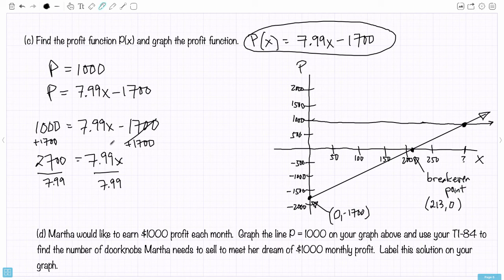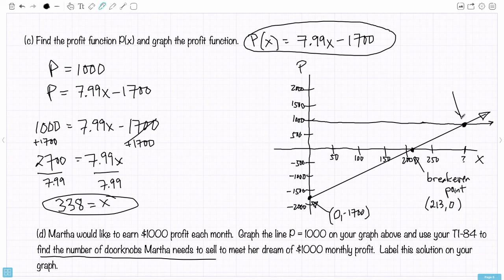This is about 337.9. I'm going to round it off because it's doorknobs. I'm going to say 338 is x. And so that answers this question: find the number of doorknobs that she needs to sell to make that $1,000, and label the point on the graph. That would be this point right here. It's roughly 338. The exact point is in decimal that we'd have to round off, but in terms of whole number doorknobs, we'll say 338 comma 1000 is that point of intersection.